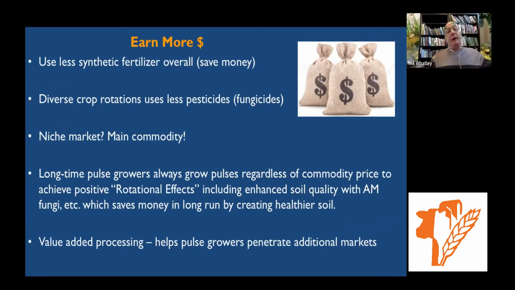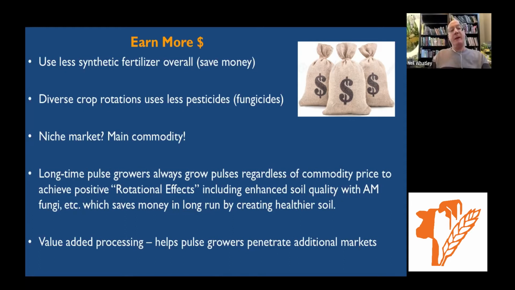You can earn more money by growing pulses. You just use less synthetic fertilizer overall, which is a savings in money, because these fix their own nitrogen for their own well-being and for the well-being of crops afterwards, which we discussed. Diverse crop rotations use less pesticides. The main one is fungicides, because you're going to have less disease, which we just discussed.